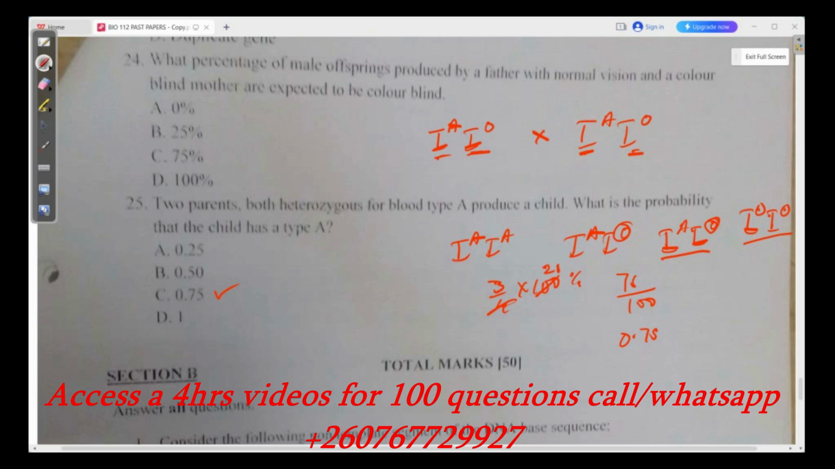So this marks the end of section A. We now move on to section B.